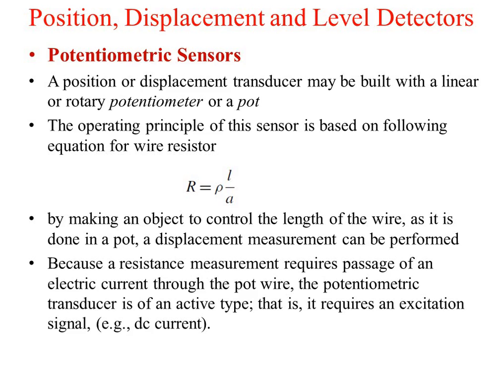Resistance measurement requires the passage of electric current that has to be passed through the potentiometric wire. Then the potentiometric transducer is an active type of transducer. Why is it an active type of transducer? Because you will require external excitation for that. That means you have to apply the external voltage, and then only the current will pass through that transducer. So DC current will pass through because you will be applying a constant battery voltage.